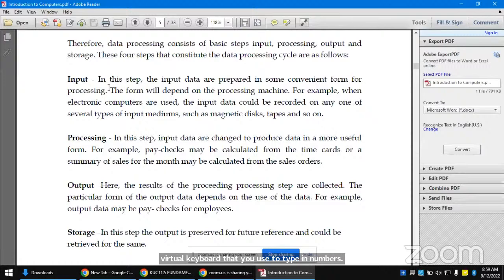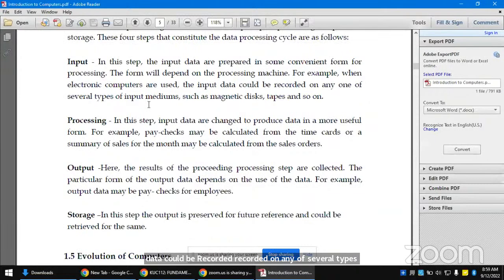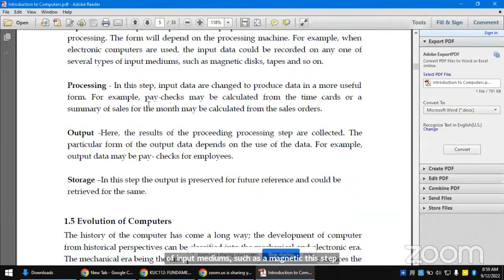But in the computers, we have the keyboards. You can see them and touch them. But mostly in your phones, you use what you call virtual keyboards, that just online, when you press a given letter, it works. So the form will depend on the processing machine. For example, when electronic computers are used, the input data could be recorded on any of several types of input media, such as magnetic disk, tapes and so on. Then processing.